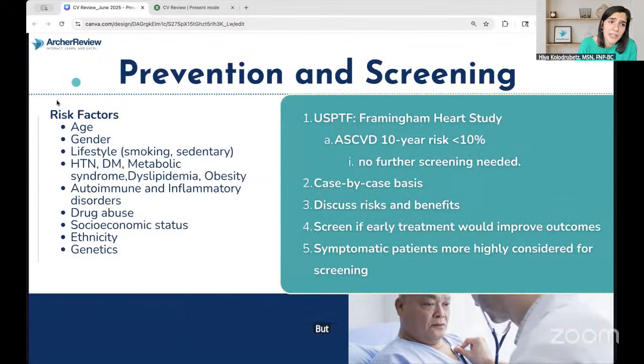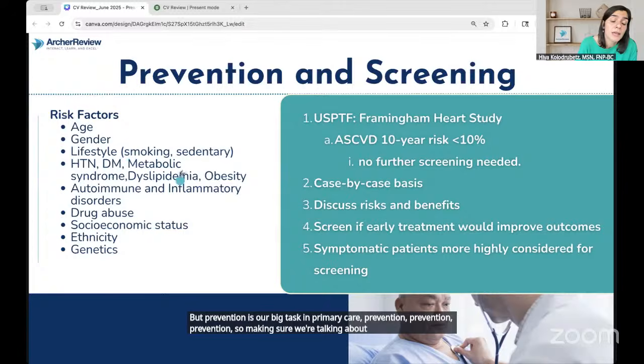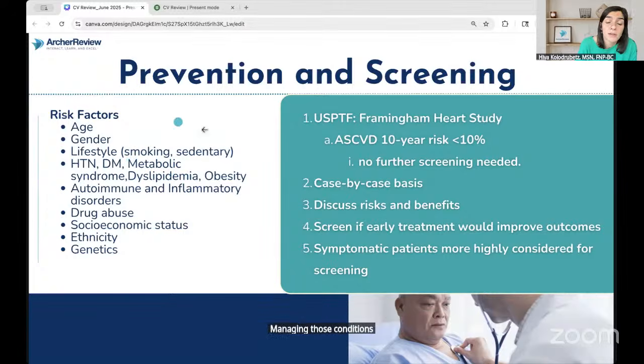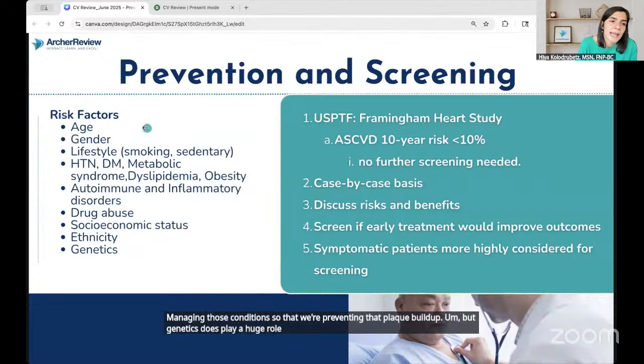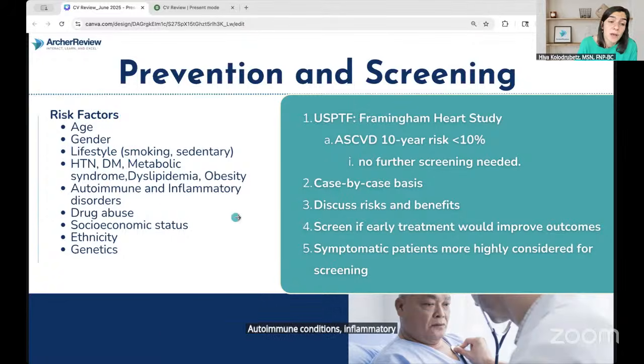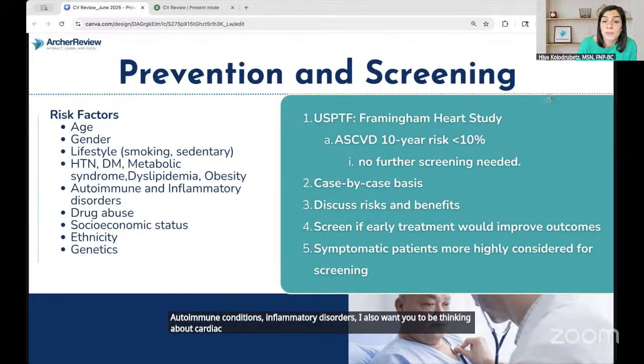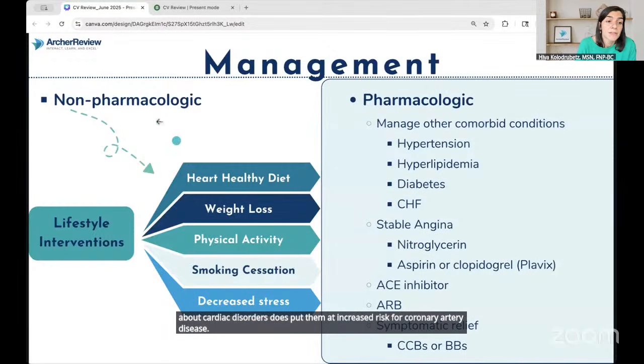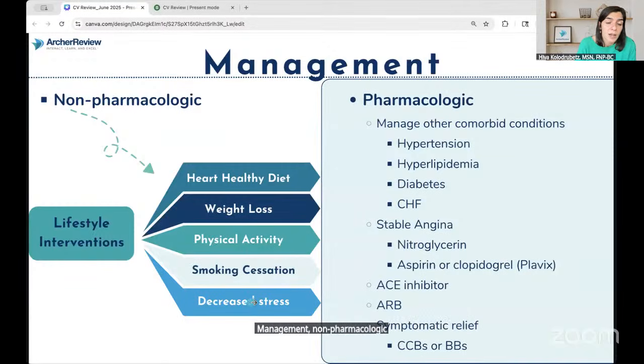But prevention is our big task in primary care, prevention. So making sure we're talking about lifestyle, but also managing those conditions so that we're preventing that plaque buildup. But genetics does play a huge role. And as we age, our patients are at increased risk as well. Autoimmune conditions, inflammatory disorders, I also want you to be thinking about cardiac disorders, does put them at increased risk for coronary artery disease. Management, non-pharmacologic, or those lifestyle modifications we talked about.